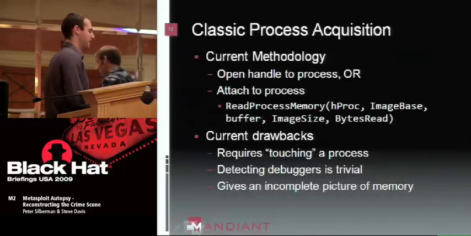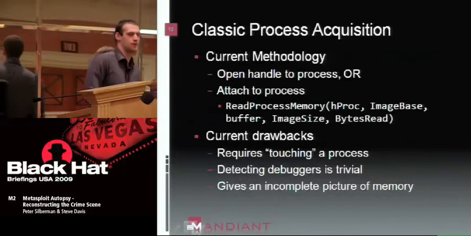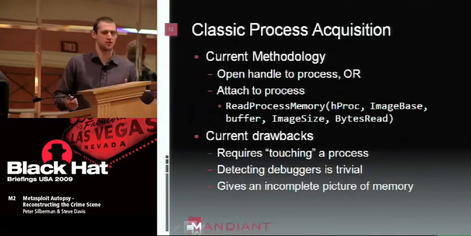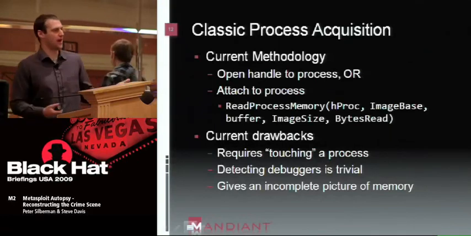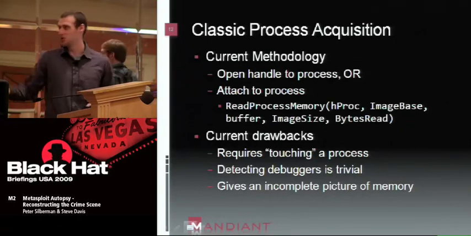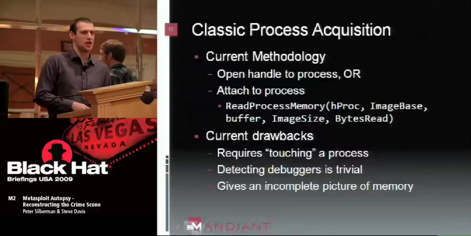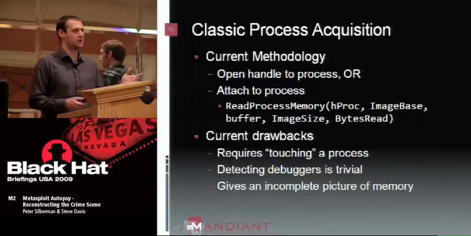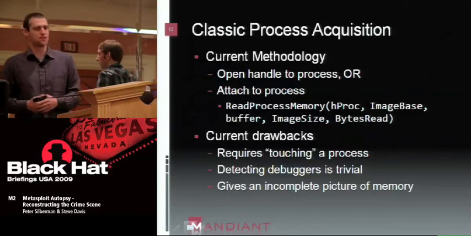So classic process acquisition works the following way. You're going to open a handle to a process or attach to a process. Once you do that, you get a handle back. You make the API call ReadProcessMemory right there. That's an actual API call. It's commonly what's used. It's going to read a virtual start address to a virtual size into a buffer, and then commonly what happens is that's written to disk.